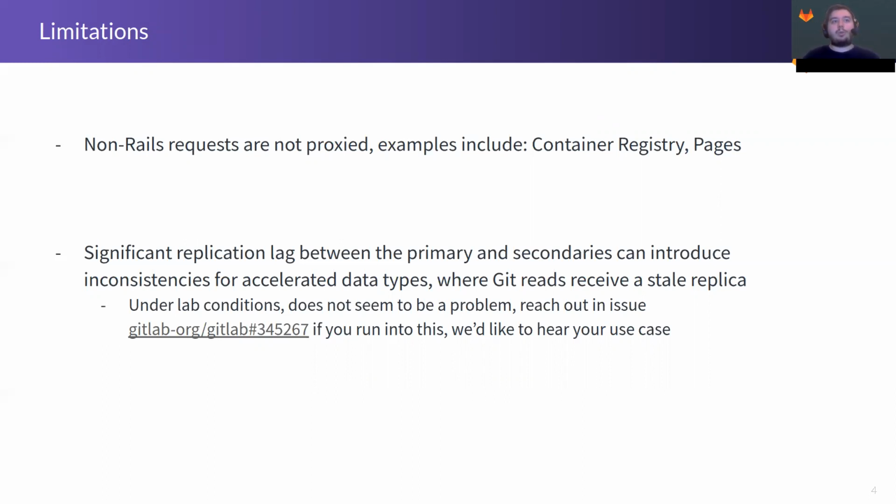There is also a possible condition where if you have significant replication lag between the primary and your secondary sites, you could have inconsistencies for those accelerated data types. So for example, if you push on the primary, but there is high replication lag, and you try to read from a secondary, you could receive a stale replica.